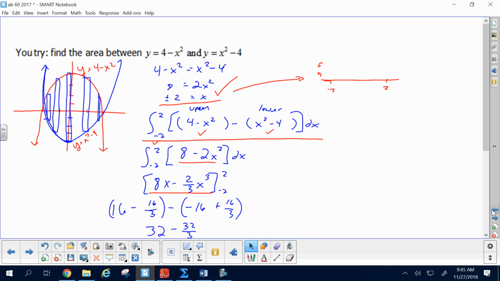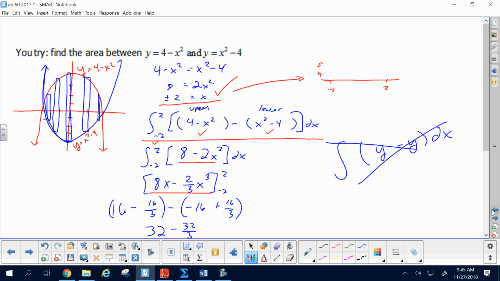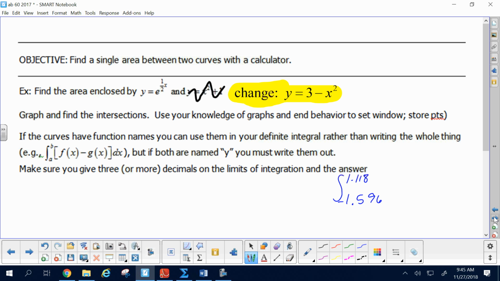If the problem has y's for the names, then it is not okay in your integrand to call it y minus y, for obvious reasons. That just means nothing. You cannot use the function names if they use y. You have to actually write the functions themselves. But if they call them f and g, feel free to write f and g in your work. But these were called y, so we cannot set up the integral using y. We have to actually show the functions.